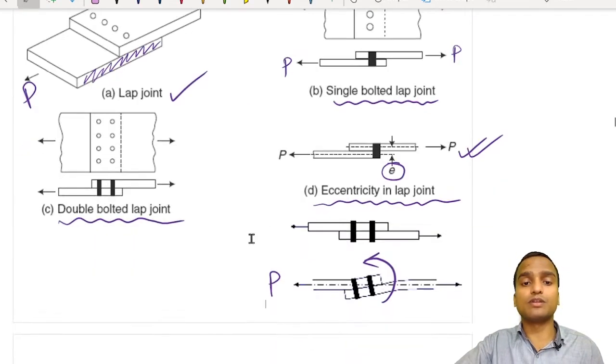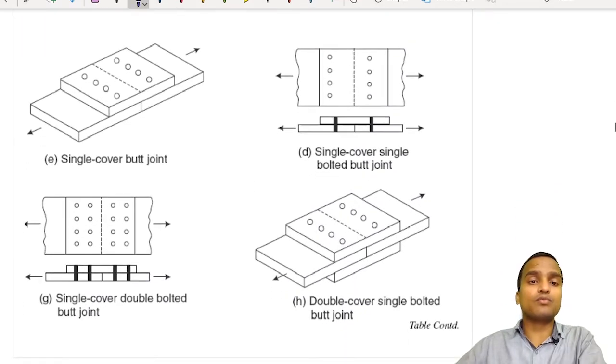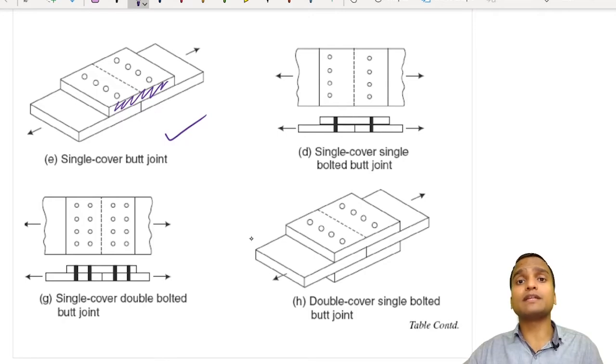Now let us come to the butt joint. So this is the isometric view of single cover butt joint. This is the cover plate which can be of inferior quality because the main purpose of the cover plate is not to resist the load, and these plates are called main plates. Okay, and main plates are of superior quality because they resist the axial loads.